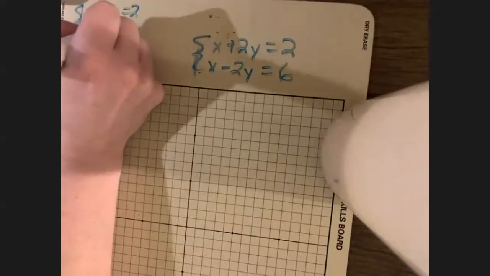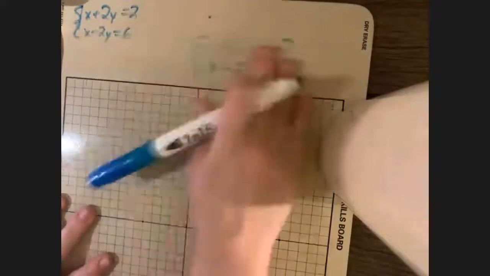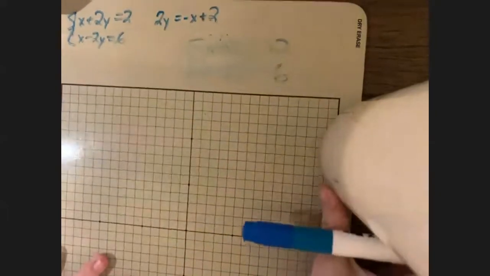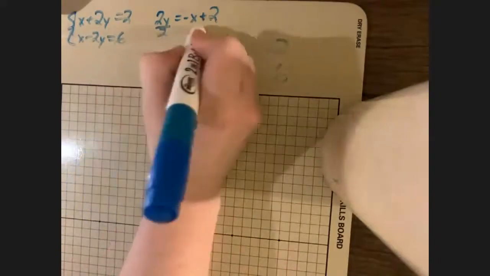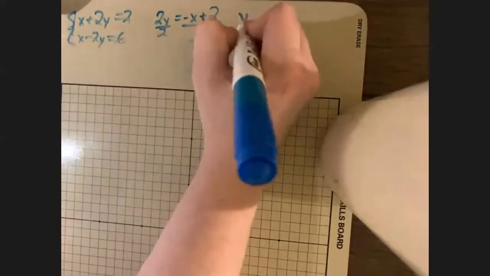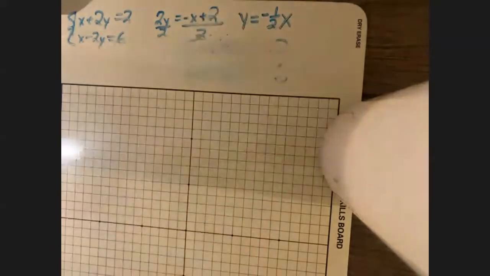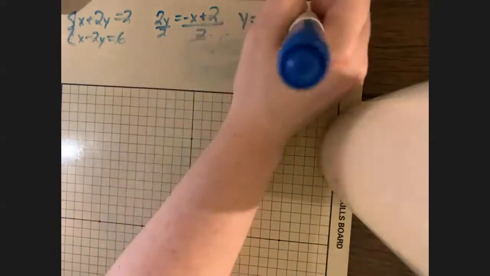Give myself a little bit of workspace here. Taking this top one, x plus 2y equals 2, I'm going to subtract the x over to the other side. And then I'm going to divide everything by 2. So that's going to give me y equals negative 1/2 x. And keep in mind, you are allowed to bring that x down. And then plus 1.